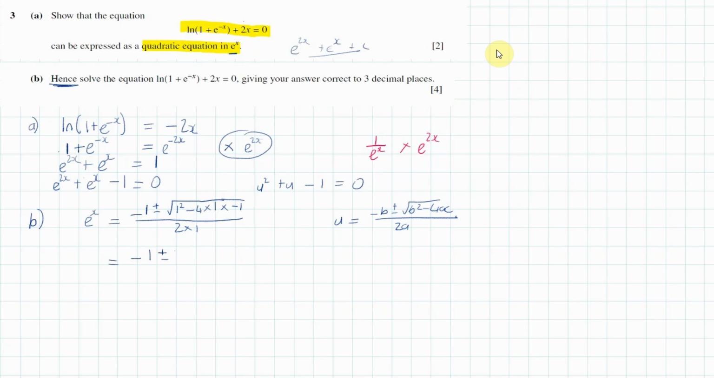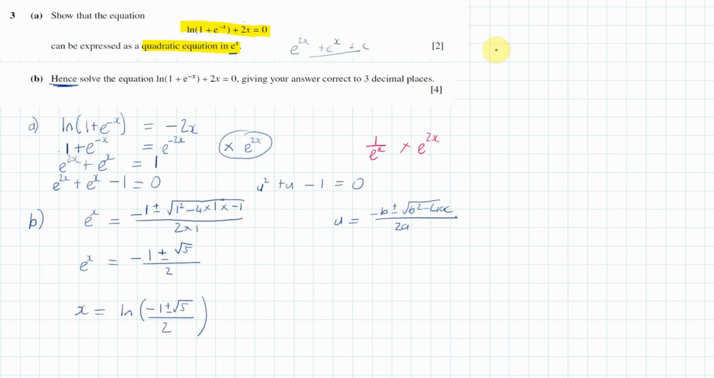Now, 1 take away minus 4 is positive 4, so this should be positive square root 5, I think. And all of this is over 2. And that's what e to the x is. Now I want to find what x is. So x must equal ln of (minus 1 plus or minus square root 5) all over 2.